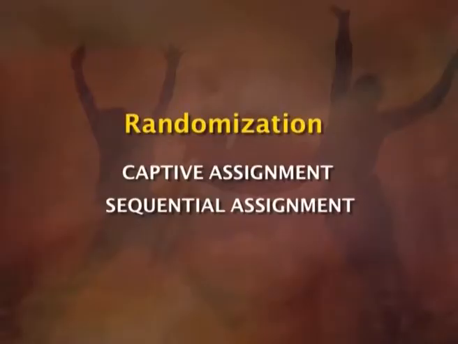So this is the basic two randomized group design, where subjects are randomly divided into two groups or two manipulations of the independent variable. Now a basic aspect in the randomized group design is randomization, or the process of randomly dividing subjects into various groups. And randomization can be undertaken in two forms. One is captive assignment and the other is sequential assignment. Now these two processes hold true for all types of randomized group designs.